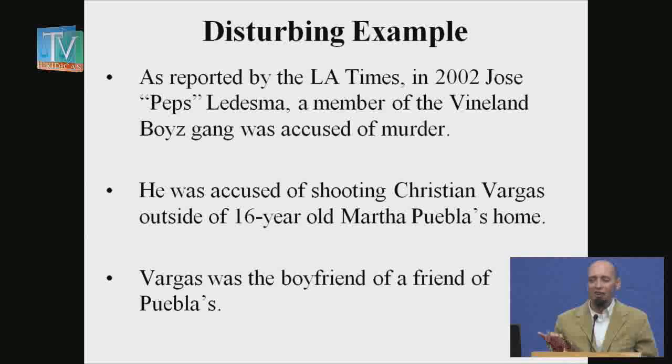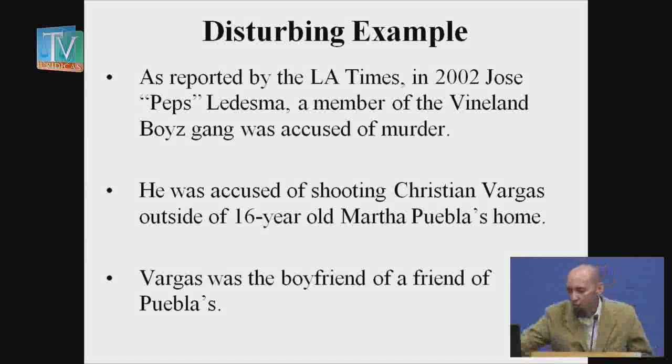And so they pull up and they park on the street outside of her parents' house. And Christian stays in the car while the other 16-year-old girl goes to Martha's bedroom window and knocks on the window. And while they're talking, they hear a gunshot, and they realize that Christian has been shot. And so the police show up and everything.